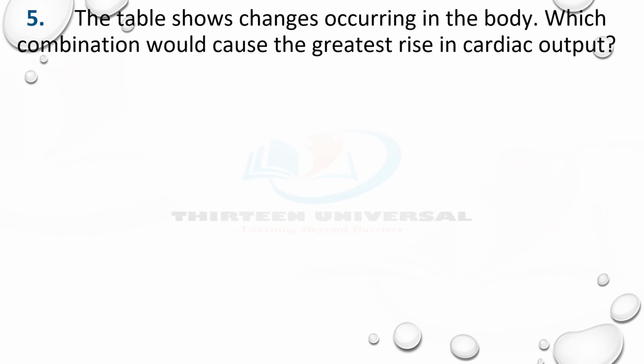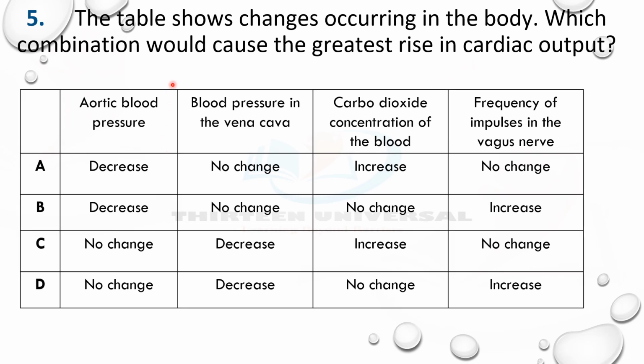So the table shows changes that occur in the body. That's question 5. Which combinations would cause the greatest rise in cardiac output? Now, cardiac output is no longer in the syllabus, but I can just quickly run over it. That is the volume of blood that is pumped out from the left ventricle in 1 minute thereabout. Now, of course, it is the left ventricle that is contracting.